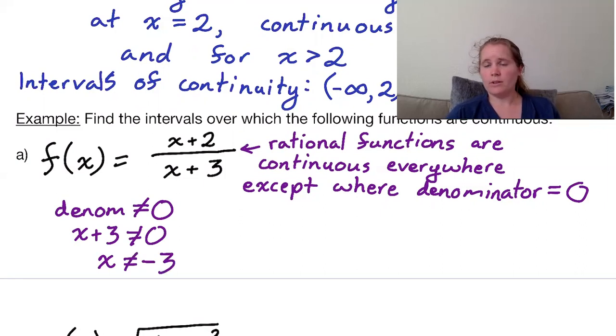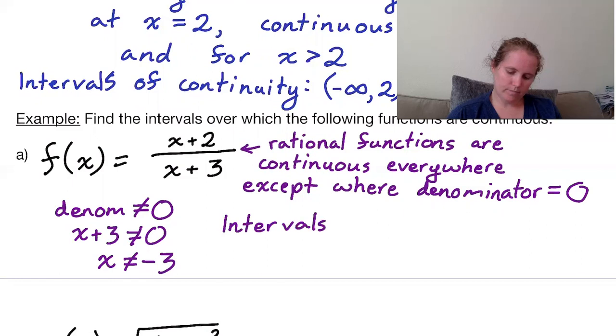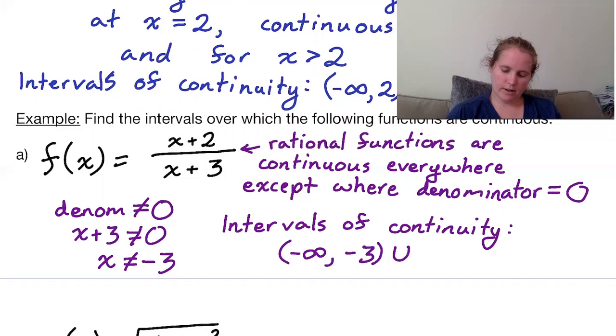So just like the previous function that we were looking at, there was only one place where our function had a break. So in this case, we'll have what's called a vertical asymptote, our intervals of continuity will be from -infinity to -3, and then from -3 to +infinity.